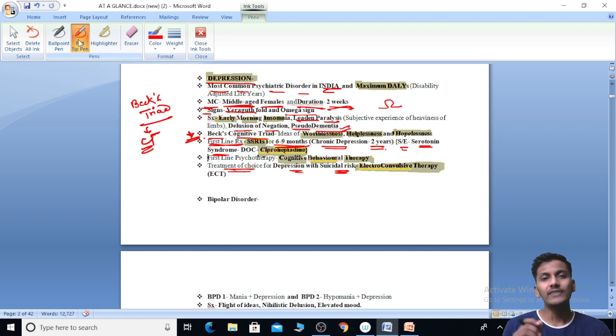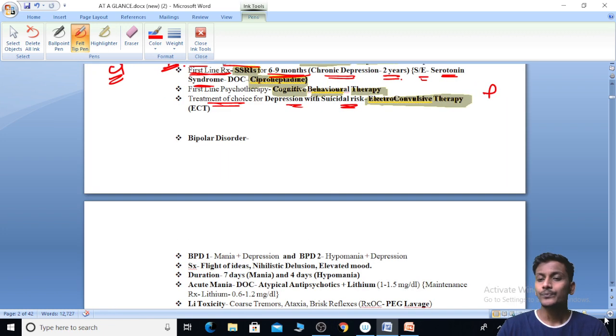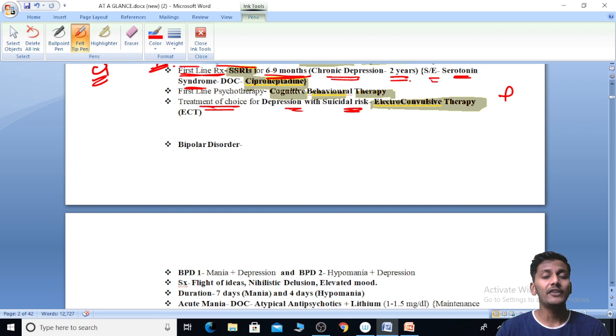If only isolated depression is there, please remember, electroconvulsive therapy should not be used in any case. Yaad rakh lena. Only and only if depression is associated with suicidal risk, then and only then should it be treated with electroconvulsive therapy, ECT.